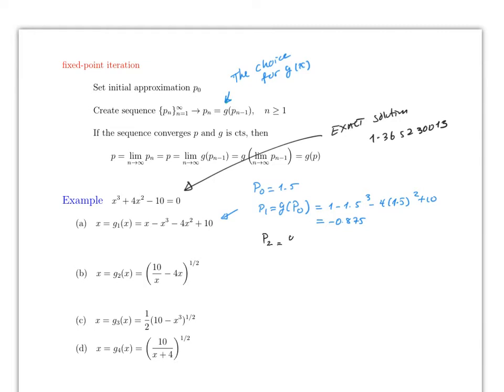So P2 will be now g of P1, which means it will be minus 0.875 minus 0.875 cubed, and so forth.